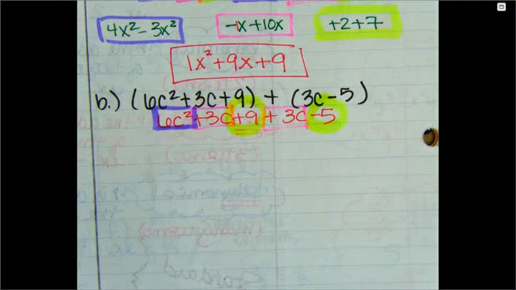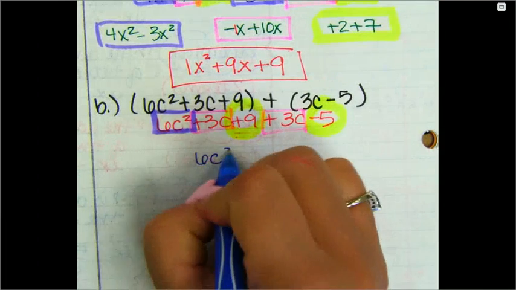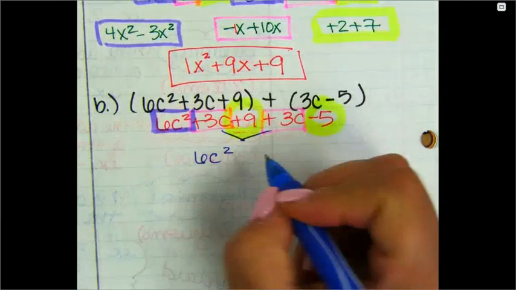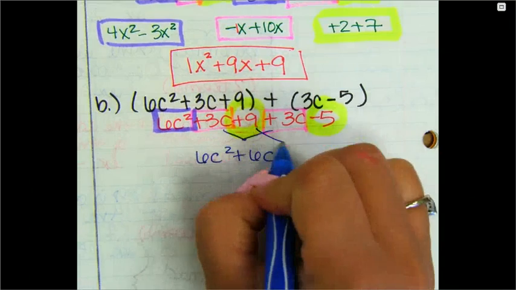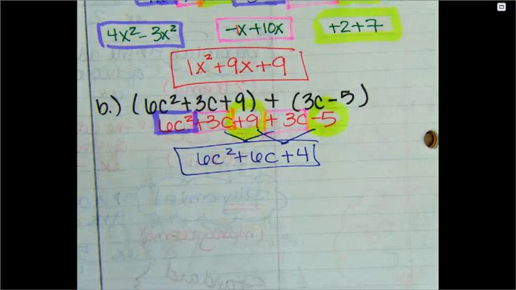Good? All right, what goes first? Good. 3c plus 3c. 6c. 9 and negative 5. Positive 4. Who had it right? Good. Let's go to subtraction.